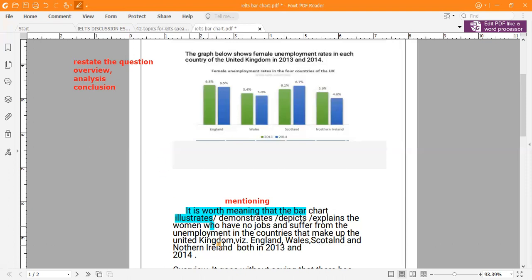Then you just write here the data. This... يعني الذي هن بمعنى يعني this، وعلى فكرة قبلها كوما وبعدها في النص this على 4 دول: England, Wales, Scotland, North Ireland, both in 2013 and 2014. الآن هذه الطريقة الأولى.